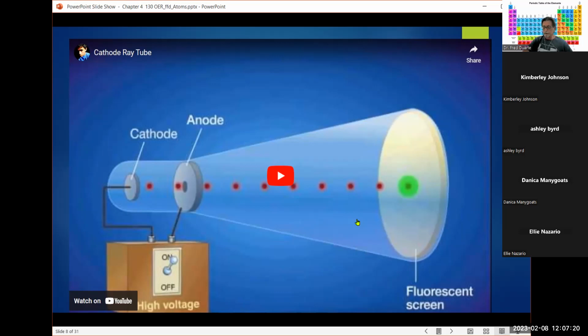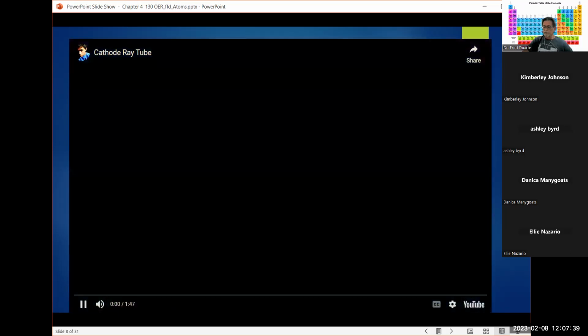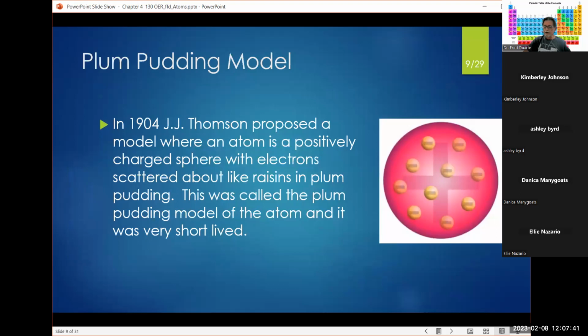He also went on to determine the charge to mass ratio, which then eventually allowed him to calculate the actual mass of this electron. So his work is very important because J.J. Thompson is accredited with discovering the electron. So he presented a model of the atom, which became known as the plum pudding model.